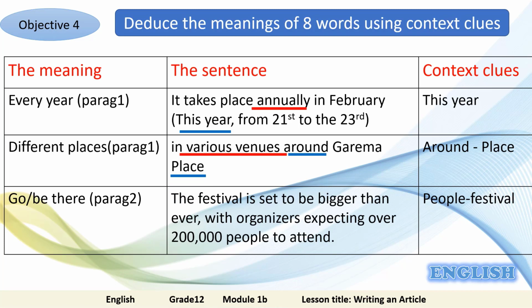Let's move on to the 3rd word. Go or be there. Let's read the sentence together. The festival is set to be bigger than ever, with organizers expecting over 200,000 people to attend. People and festival. Where would people go? To festivals. So people are to go. People are to attend. You're correct. How can you tell? From the words festival and people.